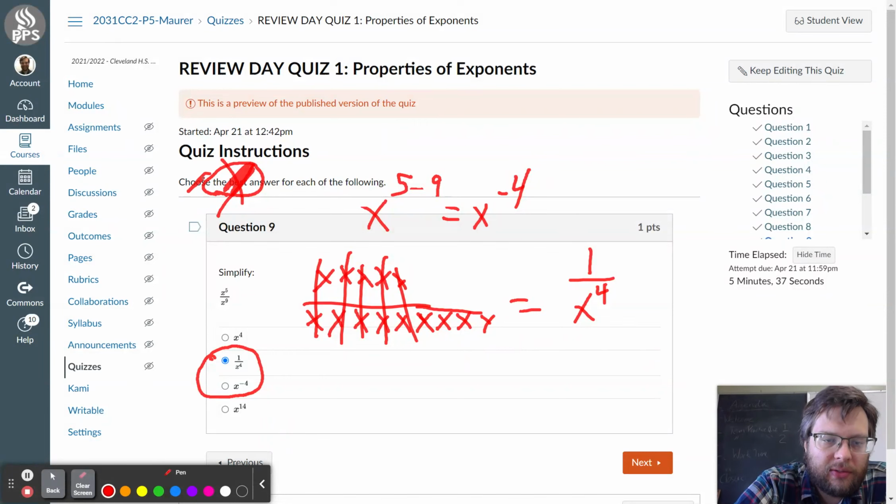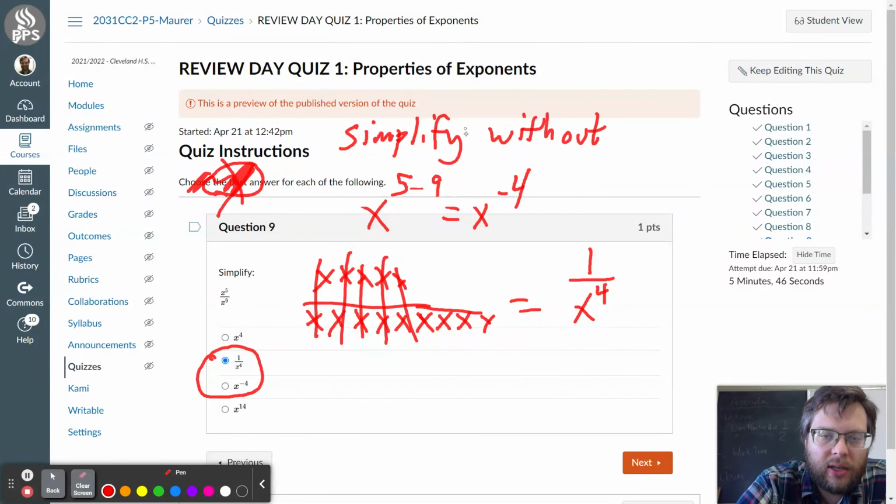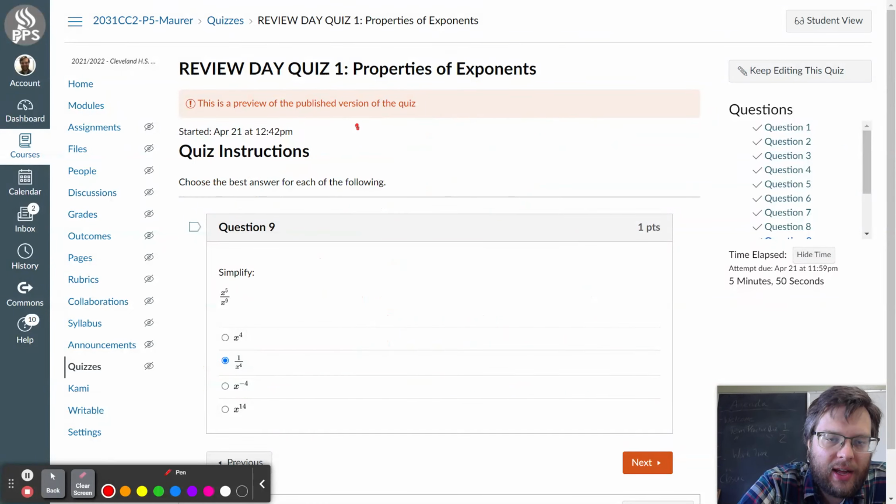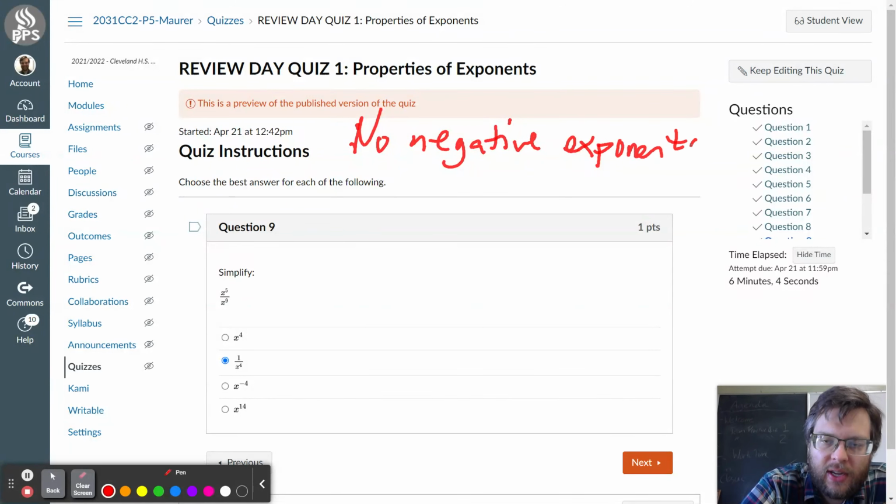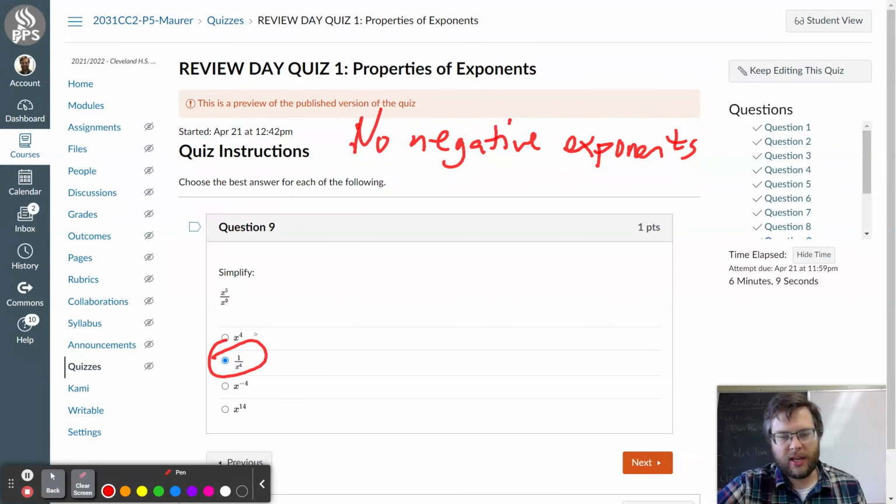I will say something like simplify, and how did I phrase it? Your answer should have no negative exponents. So no negative exponents. I'm pretty sure that's the phrasing I used. And so in that case, I would want to choose answer choice B instead of the other one.